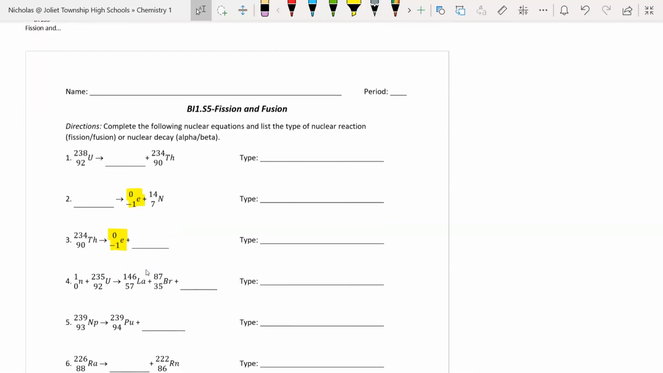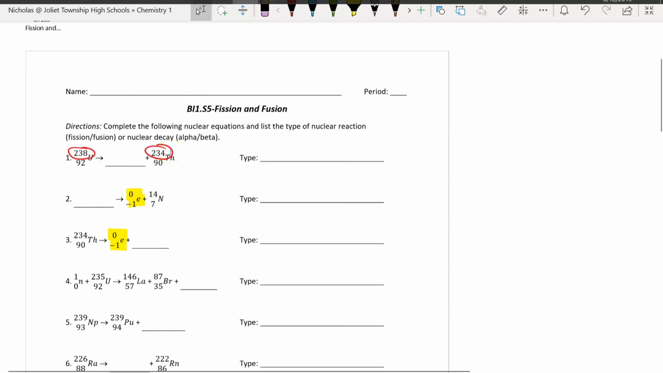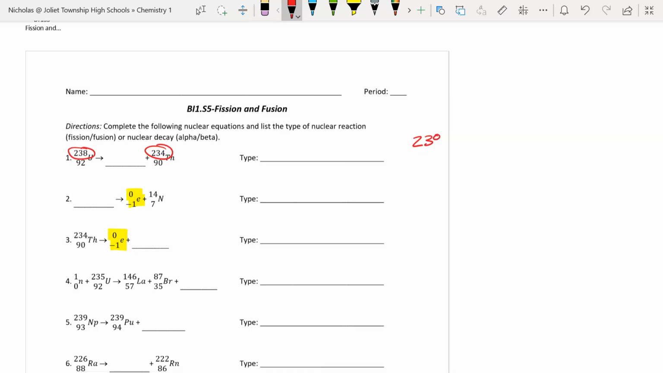Now let's go ahead and go through, and we're going to have to do a little bit of math to figure out what's what. So for this first one, we are going from 238 to 234. So 238 minus 234 gives us 4. And then 92 and 90 is 2. So I'm going to just write in 4 and 2. And if you look at the periodic table, that gives us helium. And remember, anytime we see helium in the process, that is going to be most likely alpha decay.